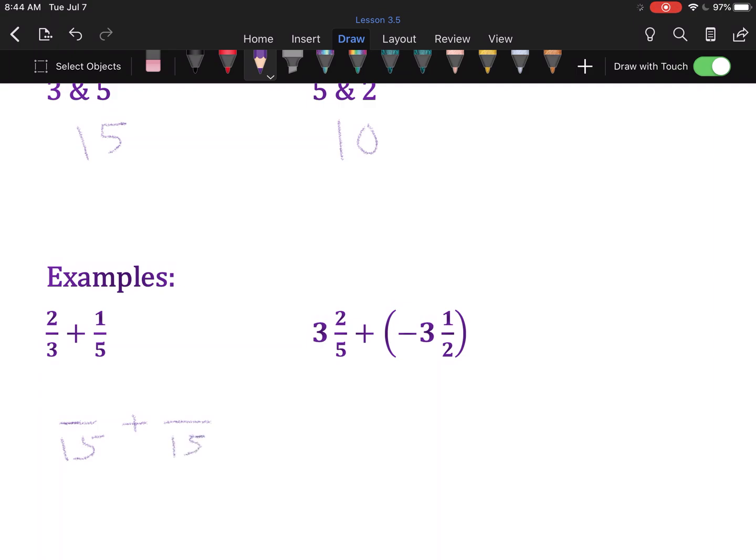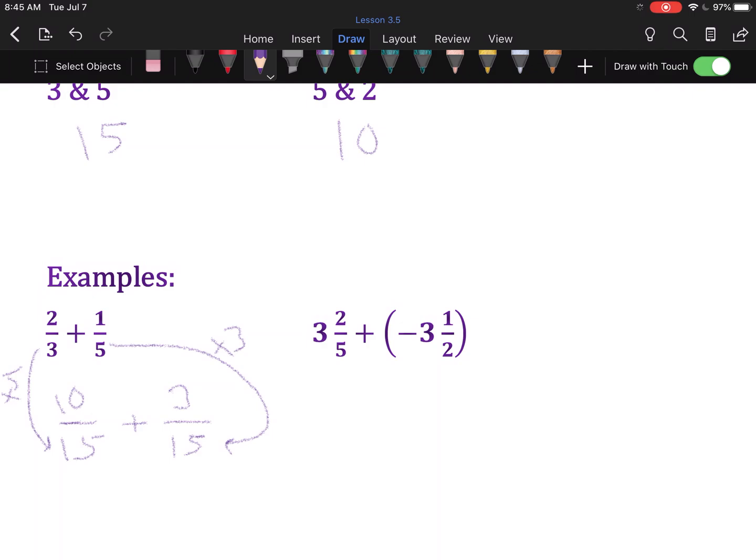And you can see I'm just going to change this straight into over 15, over 15. The question is, how did 3 become 15? Well, 3 times 5 is 15. So this is times 5. So I have to do the same thing to the numerator. 2 times 5 is 10. How does 5 become 15? Multiplying by 3. Do the same thing to its numerator. 1 times 3 is 3.